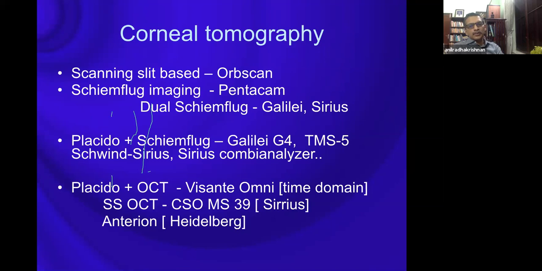Then there was Galilei G4, in which they combined the Placido along with Scheimpflug imaging. The idea was that Scheimpflug was slightly less sensitive in picking up anterior curvature abnormalities, so they wanted to use the Placido-based also, and they came up with a device called Galilei G4. TMS-5 also uses the same technology. Same thing with the Sirius series. And the Sirius combi analyzer uses Placido plus Scheimpflug, combined with an aberrometer also.